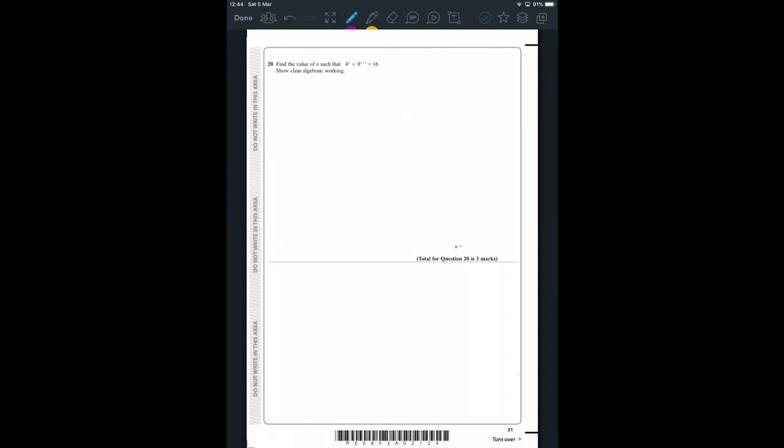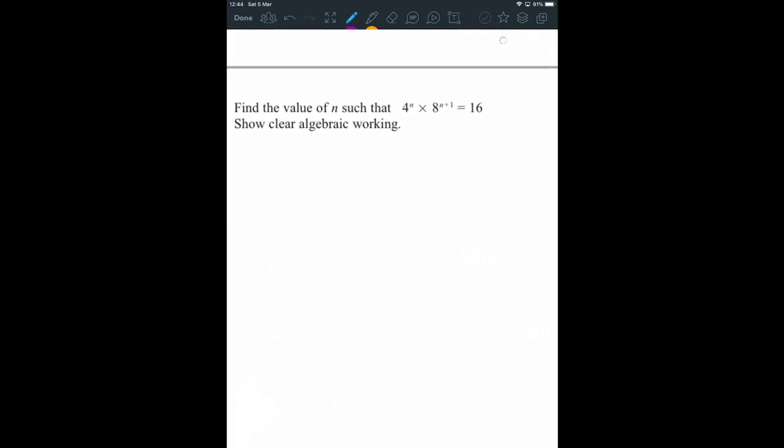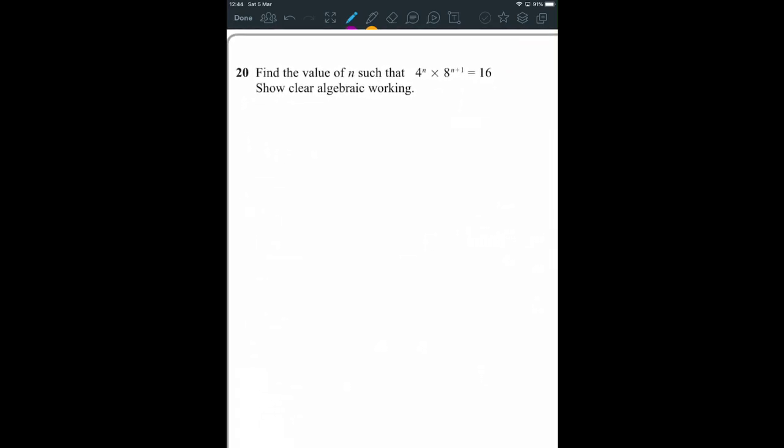Question 20. Find the value of n for which that holds. Now this is only indices, but it's a very challenging indices question. The only way we can solve these kinds of power equations is by making the base number the same everywhere. So I'm going to notice that 4 is 2 squared, 8 is 2 cubed, and 16 is 2 to the power 4 to rewrite this equation.